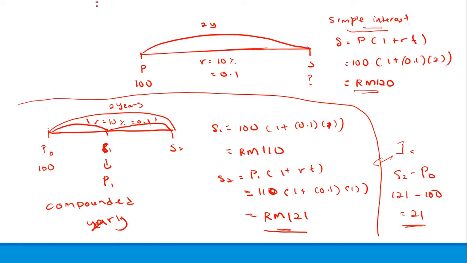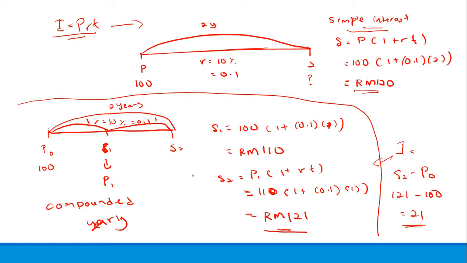For simple interest, you can use the formula I equal to PRT, but for compounded, you cannot use I equal to PRT. Compounded can only be done using S, the final, minus the initial, to get the interest.